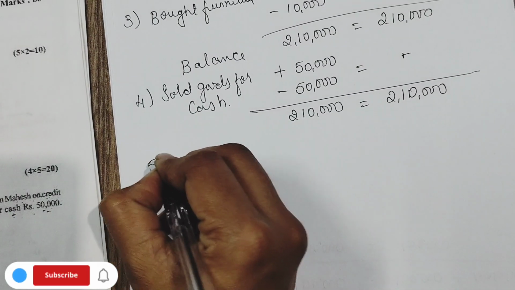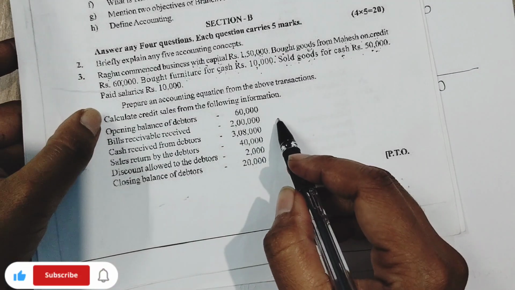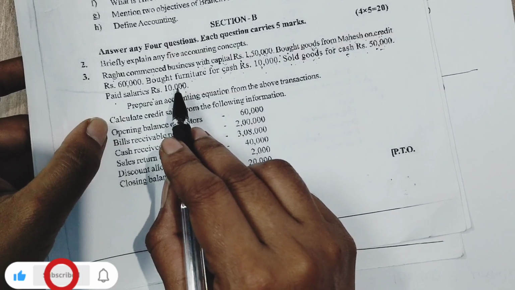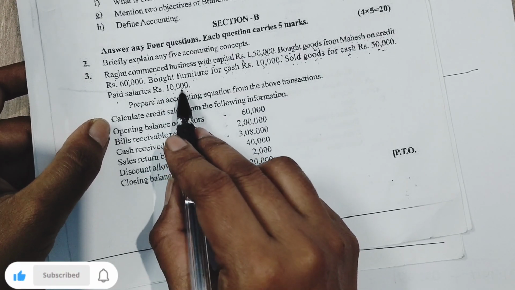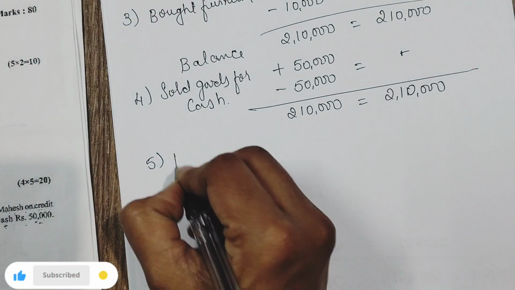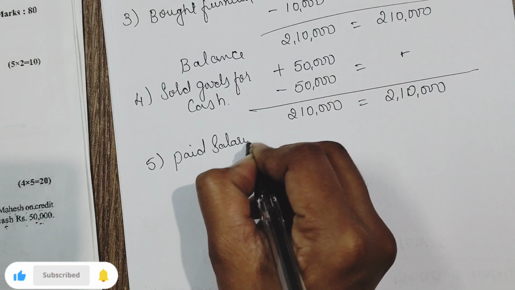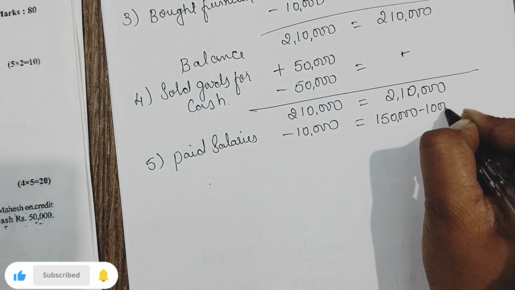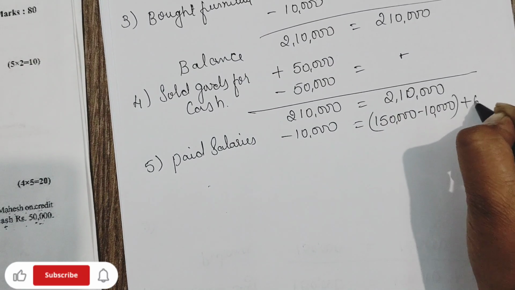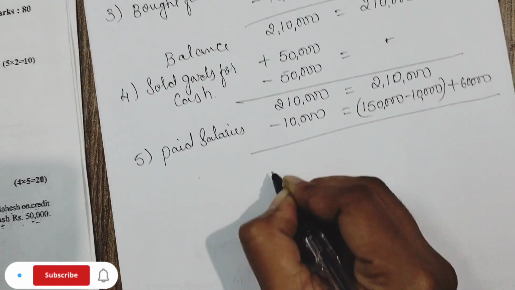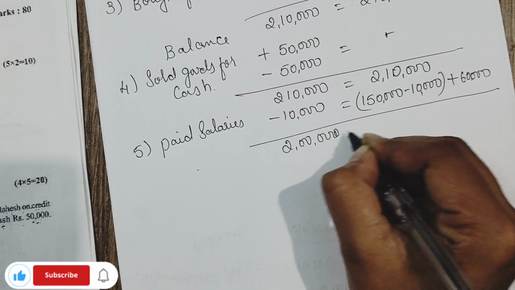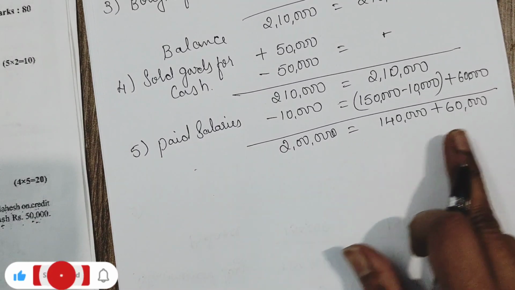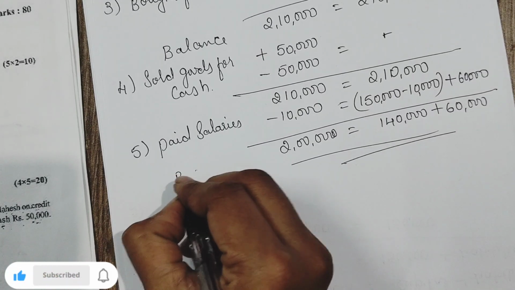Okay. Yes. Next, what is the last transaction we have? The last transaction is paid salary 10,000. This affects both the sides. Both the sides means asset side as well as capital side. It reduces your capital. At the same time, it reduces your cash. You paid the salary. Paid salary minus 10,000 from 1 lakh 50,000 minus 10,000. No change in the liability 60,000. Now 2 lakh. Here 1 lakh 40 plus 60. See, 2 lakh, 2 lakh. Our account got tallied. The balance is equal.